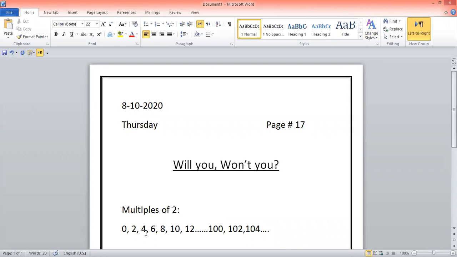Multiples of 2 are the numbers which come in the table of 2, or the numbers which are divisible by 2. It is very easy to recognize: 0, 2, 4, 6, 8. These are all the numbers that come in the table of 2. But if I write any number, like a 3-digit number, and I ask you whether it is a multiple of 2 or not, how will you check? You will check the last digit.